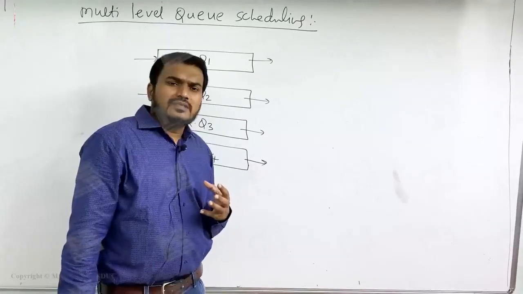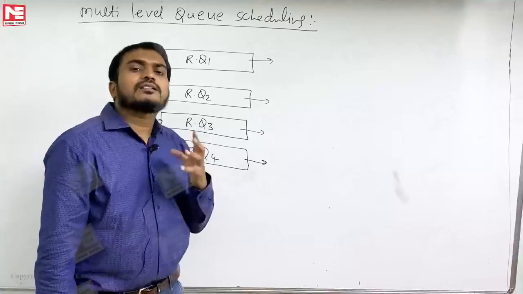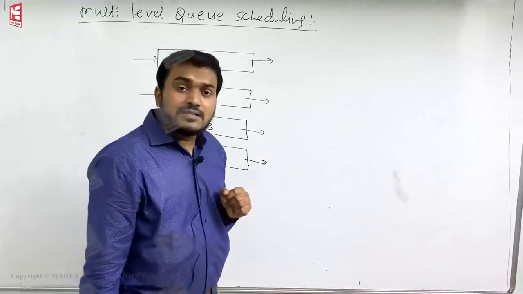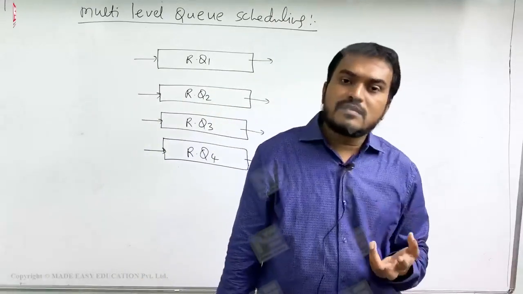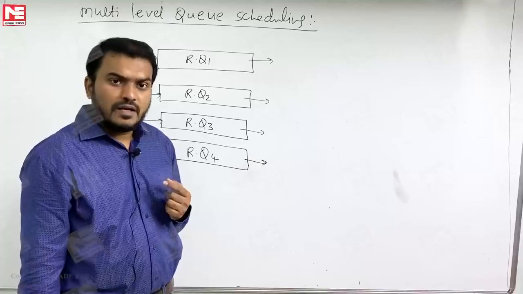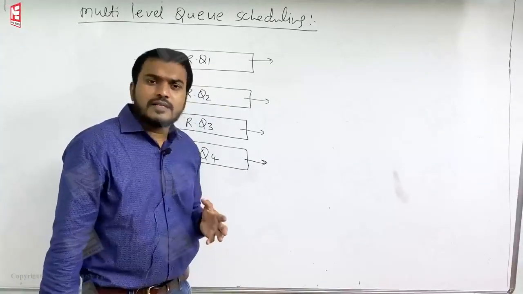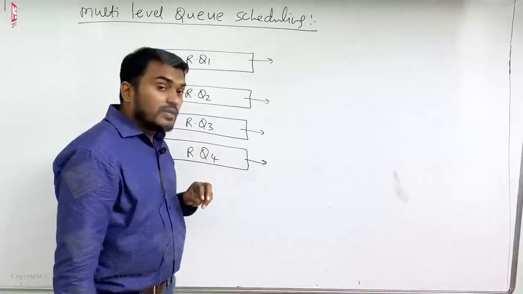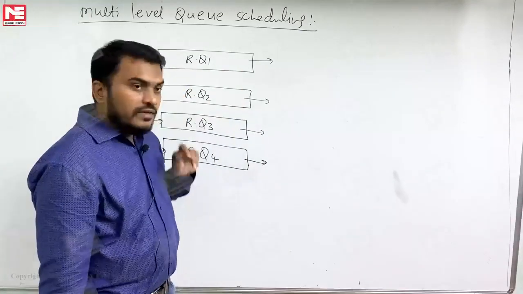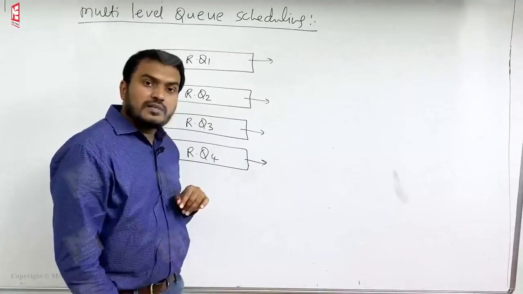So, high priority process means the processes which are having high priority, like for example operating system processes. Operating system processes are considered to be high priority processes and they will be placed in the top level ready queue. Student processes are generally considered to be low priority, and they will be placed in the bottom level ready queue.